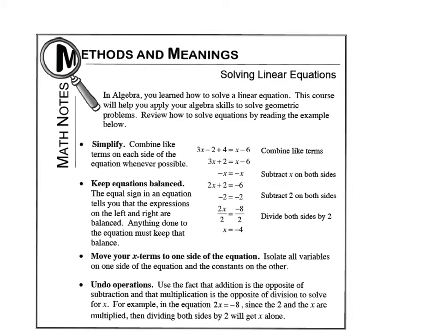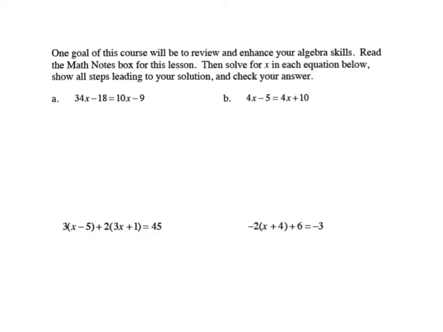So the first thing that I want to do when I solve an equation is to simplify each side however I can. I want to combine like terms, and then from there, I'm going to work towards keeping the equations balanced. I'm going to move all my constant terms to one side, move all my variable terms to the other, and use inverse operations to solve. All right, so let's look at some examples.